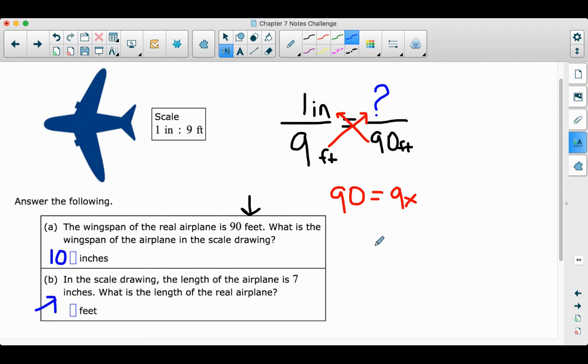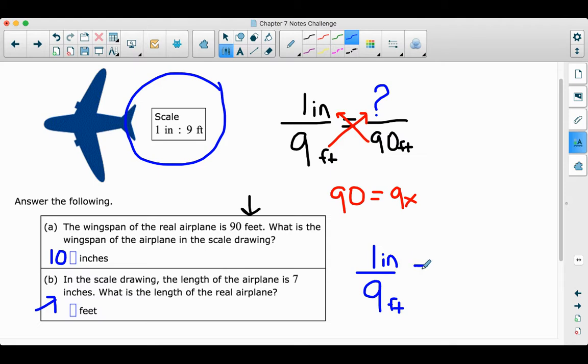So for this one, again, I'm going to start with my scale that they gave me at the very beginning. So I'm going to start by making a proportion. So I've got my 1 inch. 1 inch is equal to 9 feet, as 7 inches is equal to what? And so they want to know, what is that going to be? That's a question mark, guys.